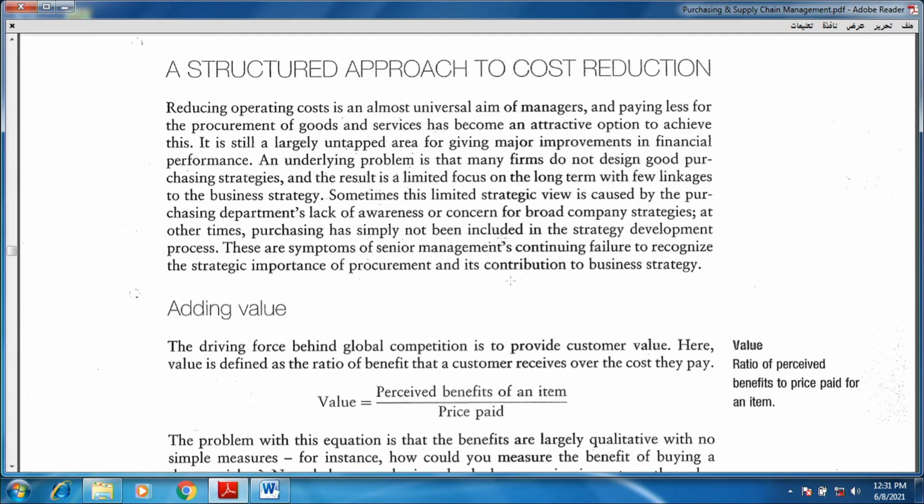A structured approach to cost reduction means the operating cost in our facilities. As managers, we want to pay more attention to the procurement of goods and services that are more attractive to our operations, to our suppliers, to our competition, to our market share, to our customer satisfaction. We want to better improve our financial abilities, financial understanding, financial performance of our department.